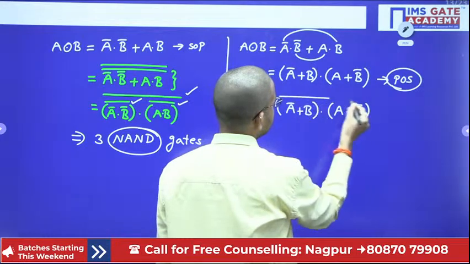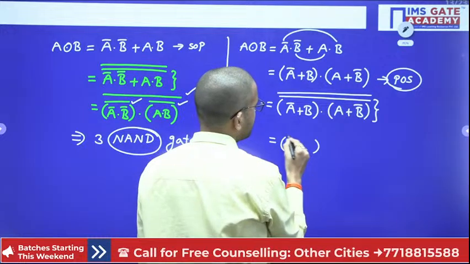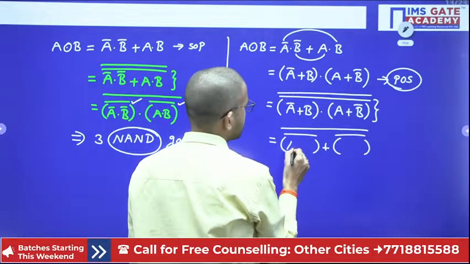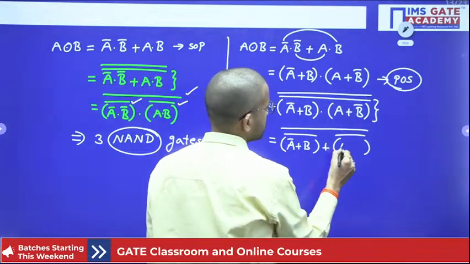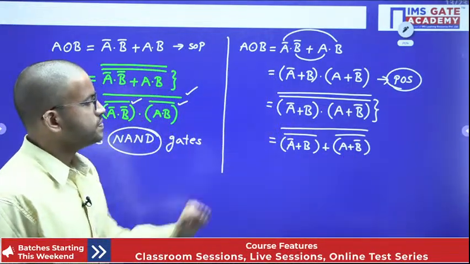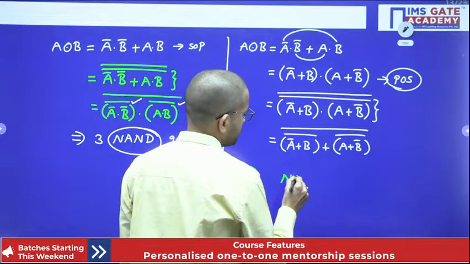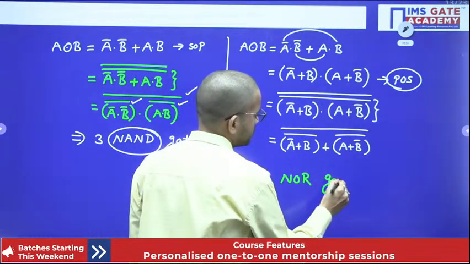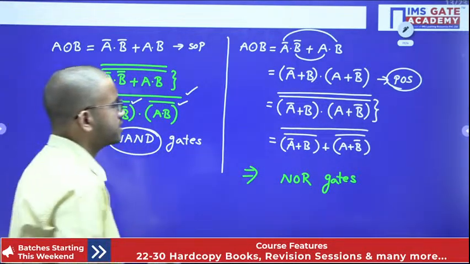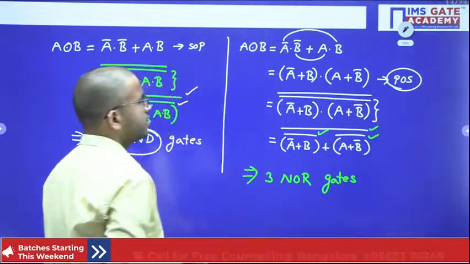Two times complement. For the inner complement, you can use De Morgan's law: first term complement plus second term complement, and keep the external complement as it is. Okay. Now, if you look at this expression, how many 2 input NOR gates are required, when both normal and complement inputs are available? Obviously 3, right? Very good. 1, 2, 3. 3 NOR gates.